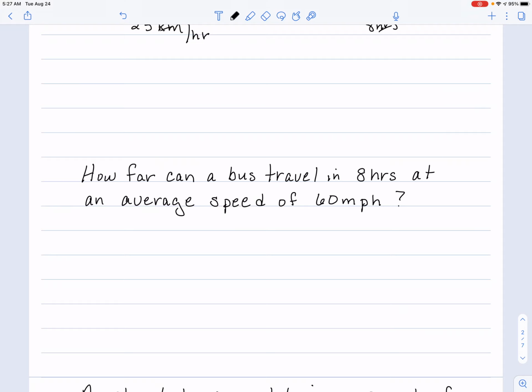So again, I can't stress enough, you want to make your list. You're asked for how far, so you know that's a distance. So we're looking for distance. You're given the time that the bus travels of 8 hours, and you're given an average speed of 60 miles per hour. Now you should look at these units and see, am I going to need to convert? Well, no, because my answer is going to be in miles because I'm given miles per hour, so hours will cancel, so I'm good, and miles is a unit of distance.